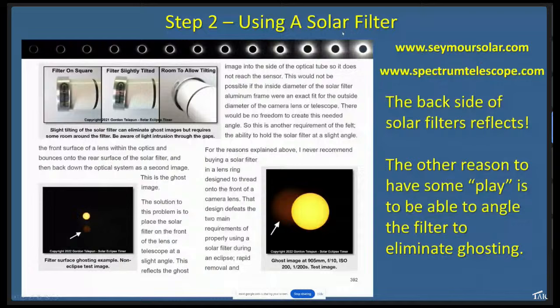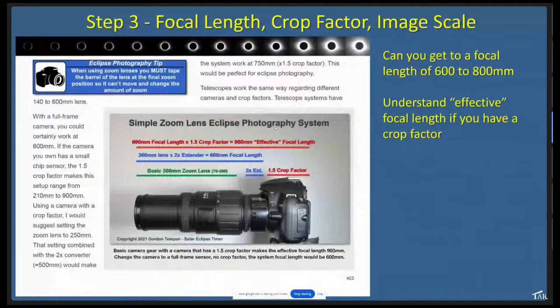The other reason you want a little room is glass filters are like a mirror on the back side of them. So if your optics are reflecting any of the bright partial phase images to the front, they will bounce off the back of the glass filter and create a ghost image in your images. So the way you get rid of that is just angle your glass filter a tiny bit and send that ghost image down to the side of the optics. So this is the other reason to have some play in the fit of your filter.